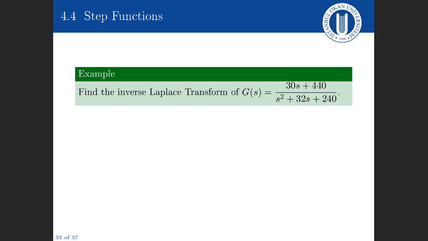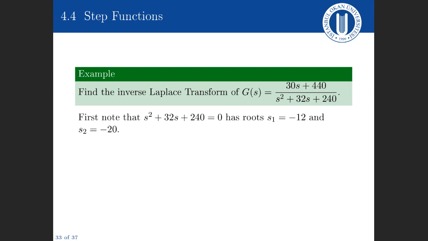I have two examples before I finish this week. First of the final two examples: find the inverse Laplace transform of 30s plus 440 divided by s squared plus 32s plus 240. We need to find the roots of the denominator. And I'm just going to tell you the roots of the denominator are minus 12 and minus 20.